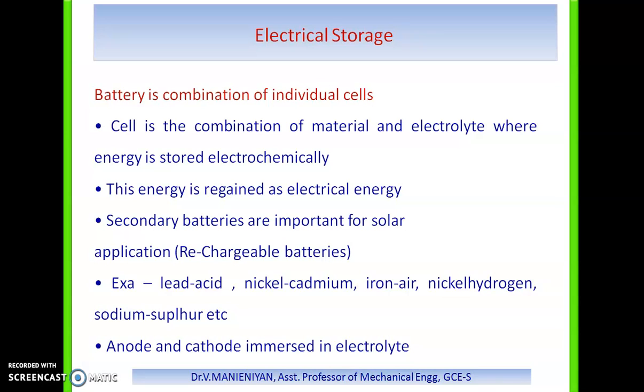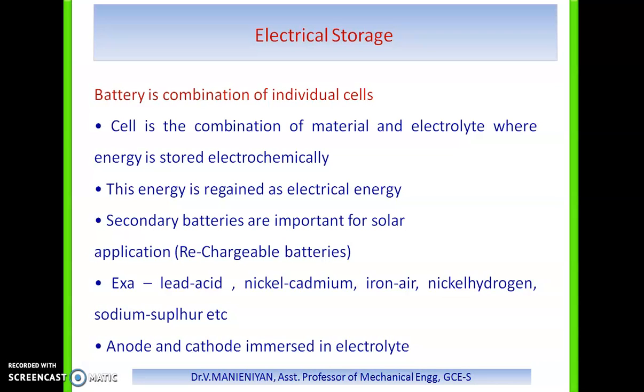Secondary batteries are of interest for solar electric systems, since they are rechargeable, whereas primary batteries are not rechargeable. For example, secondary batteries include lead acid, nickel cadmium, iron zinc, sodium sulfur, or sodium chloride. Likewise, a number of batteries are used.